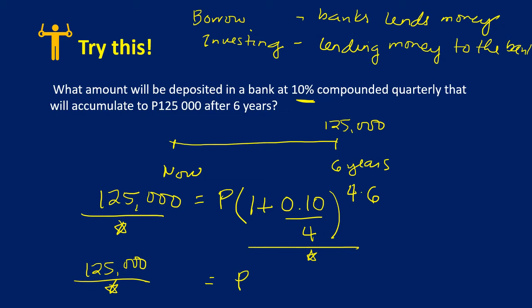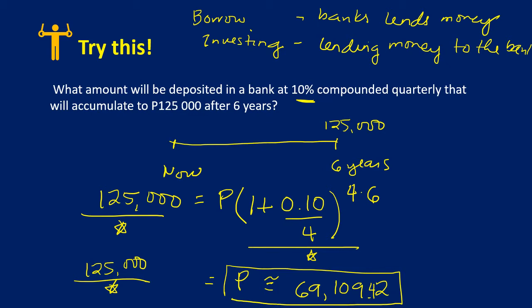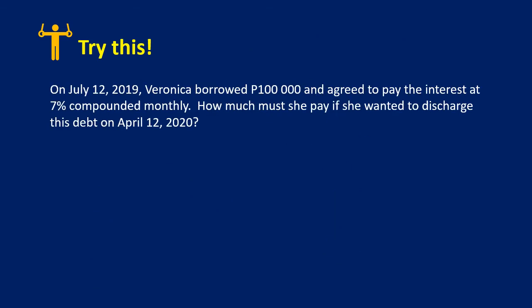So that's 125,000 divided by (1 plus 0.10 over 4) raised to 24. So you get P is equal to 69,109.42 approximately. All right? Okay, so here's another exercise for you.